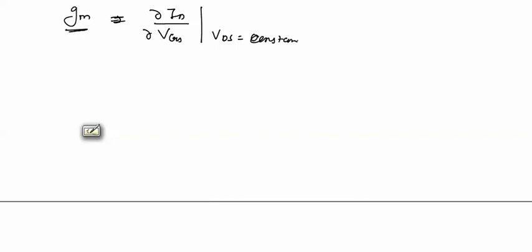Now the transconductance gm for the enhancement type MOSFET. As in the case of JFET, the transconductance was del ID upon del VGS. The same will be the transconductance for the enhancement type MOSFET, del ID by del VGS when VDS is constant. Next, the drain resistance, channel resistance rd, will be the same again, del VDS upon del ID at constant VGS.